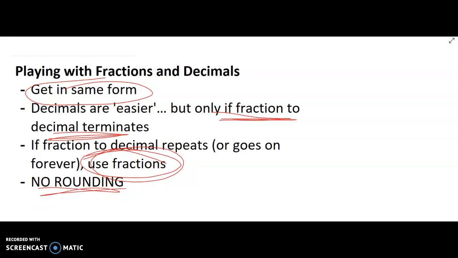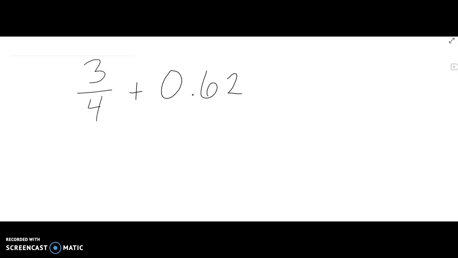No rounding. Rounding is cheating. Rounding gives you an approximate answer. We want exact answers right now, okay? So we're going to get them in the same form, decimals if possible, otherwise we will play with fractions. All right, let's jump in.